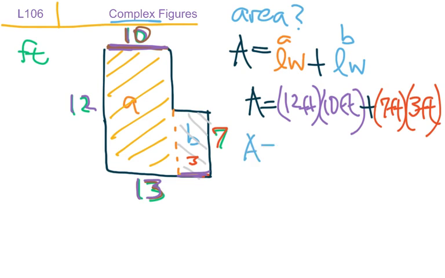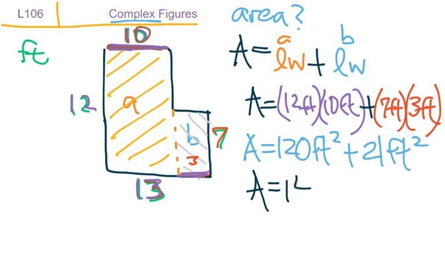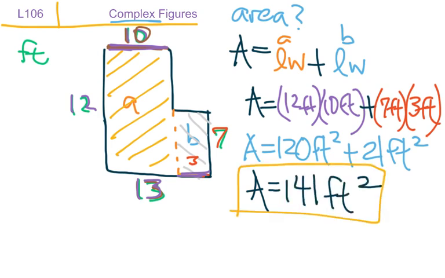Then I go ahead and do the math. So A equals 12 feet times 10 feet is 120 feet squared. Plus 7 feet times 3 feet is 21 feet squared. Just about done here, and I'll add that up. I'll say A equals 141 feet squared. And I get to box that up, yeah?